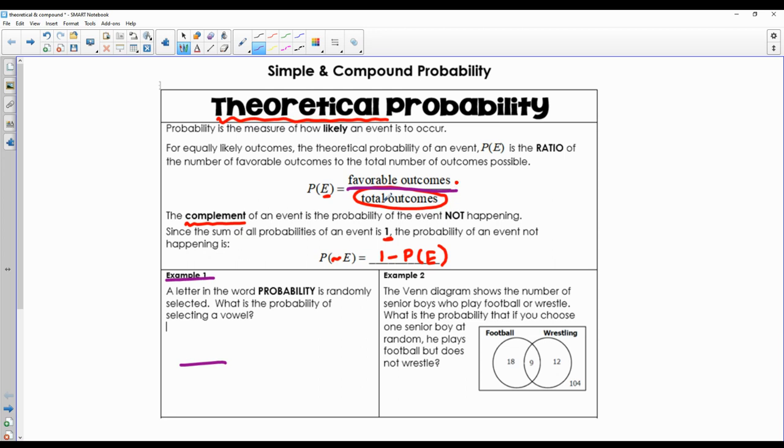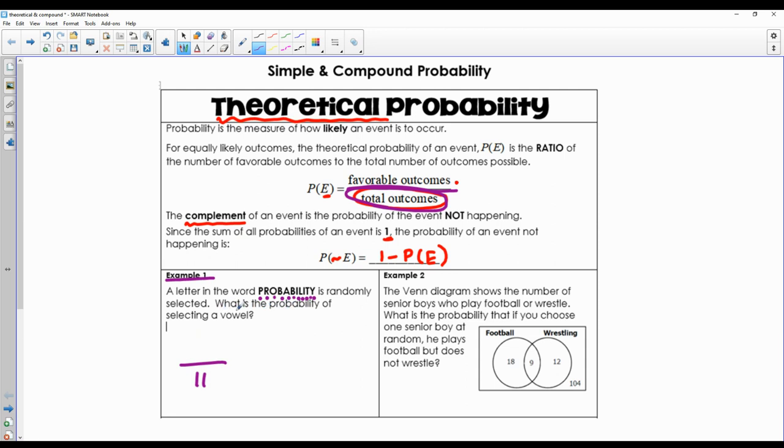Okay, but on the bottom is the total number of outcomes. So if we're going to draw a letter, we need to know how many total letters there are. So we just count 1, 2, 3, 4, 5, 6, 7, 8, 9, 10, 11. Okay, so there are 11 different letters there in probability. If there's 2 B's, that's okay, there's 2 of them in there. So 11 letters are possible if we select one of the letters out of the word probability.